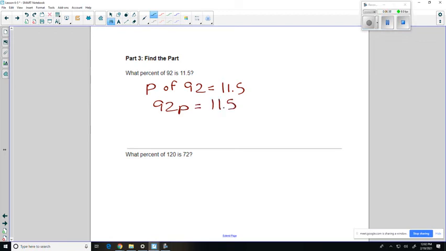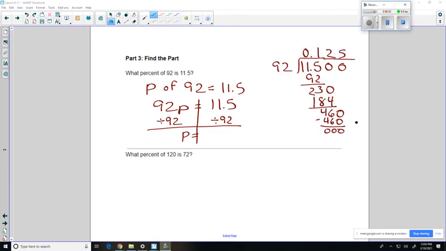And just like we learned earlier in the year, I can get rid of a times 92 by dividing both sides by 92. And when I do that, I get P is whatever 11 and 5/10 divided by 92 is. Let's do that math. I get 125 thousandths.